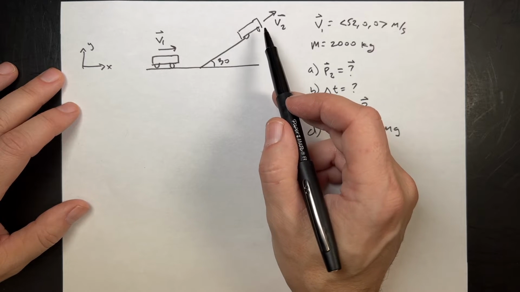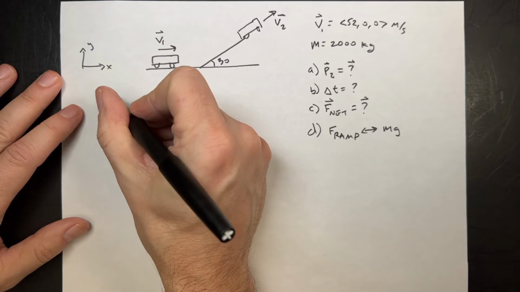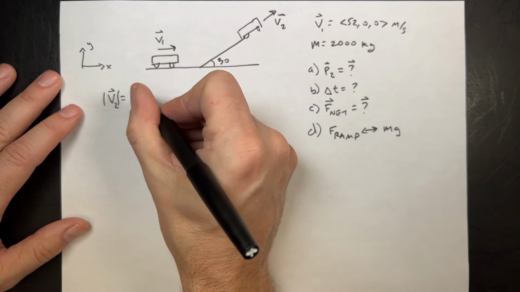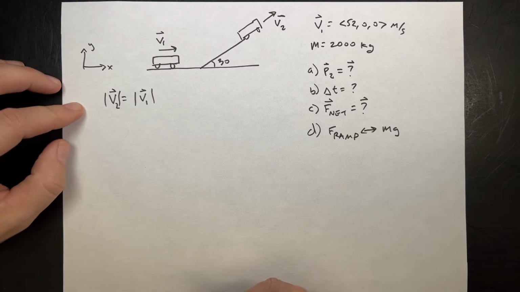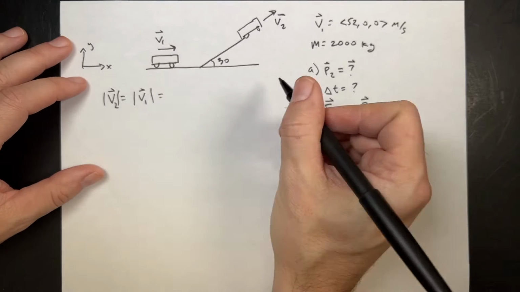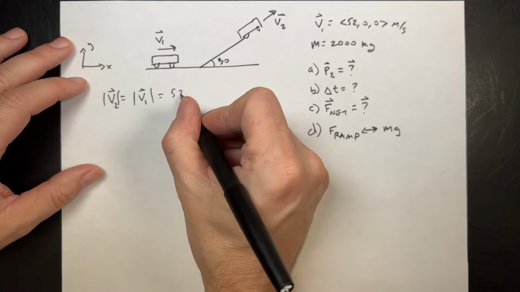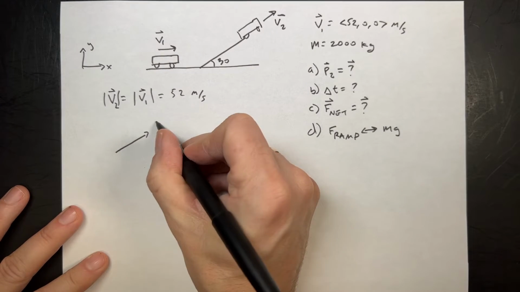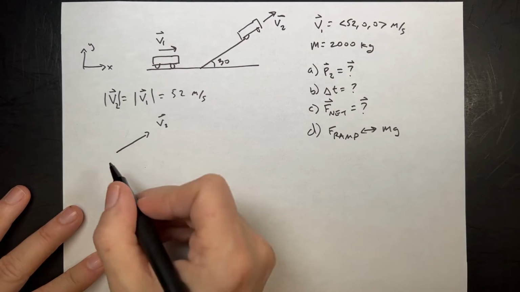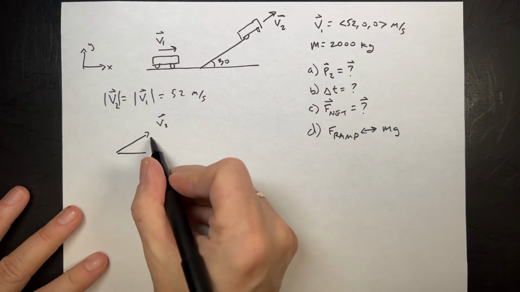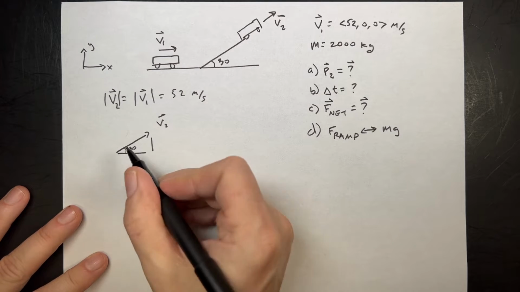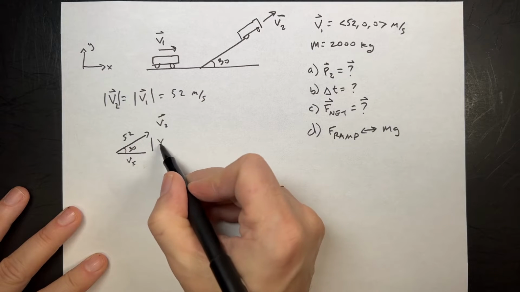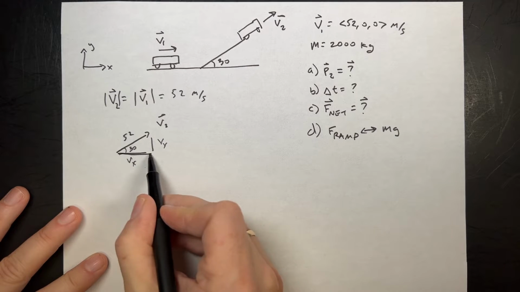So the first thing I'm going to do is to say that the magnitude of V2 is equal to the magnitude of V1. It didn't change speed, but it did change direction. So I know this is the magnitude of V1, so it's just going to be 52 meters per second. So now let's draw this vector. Here's V2. I know the magnitude of it. I want to find the x and the y component if the angle is 30 degrees. So if this is 52, then this would be Vx, this would be Vy.